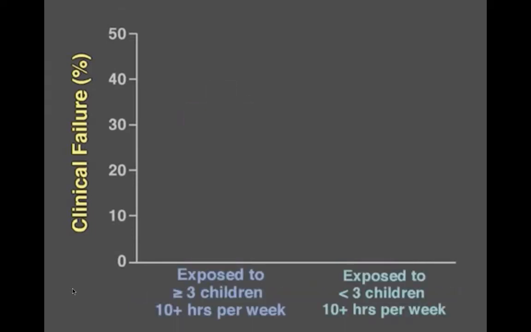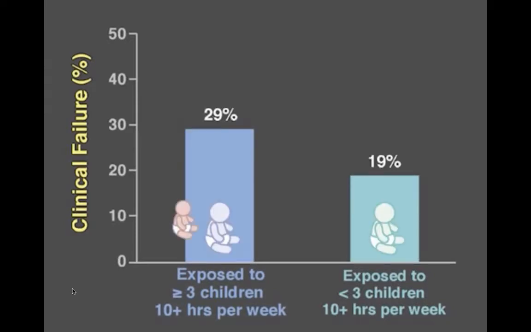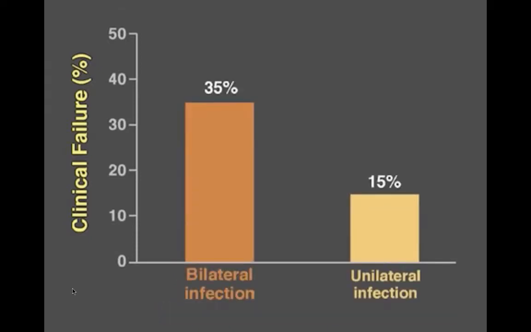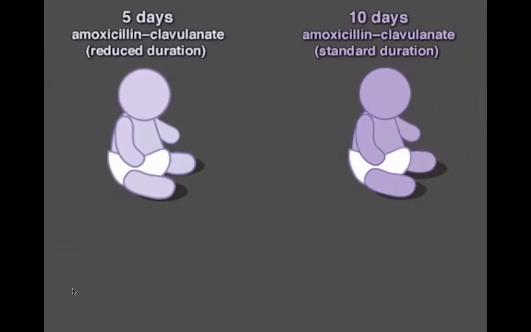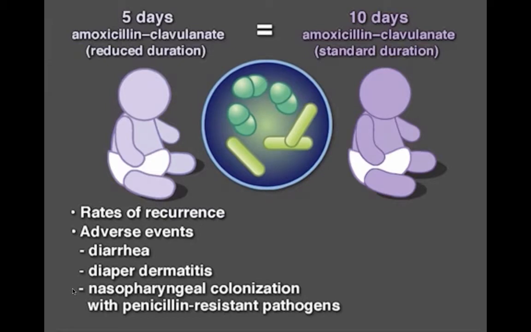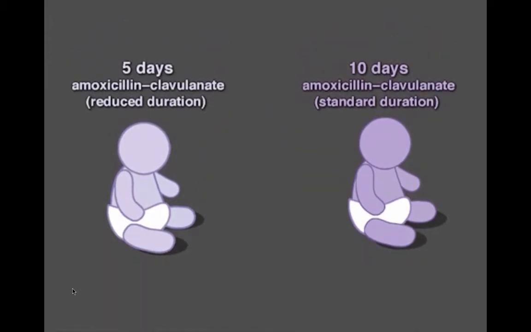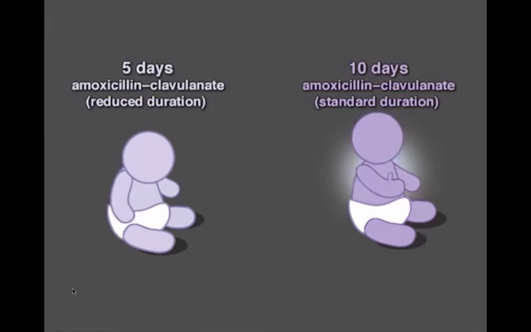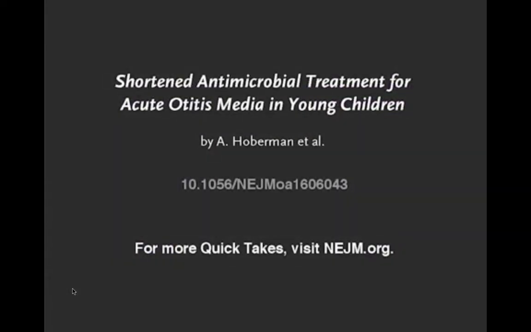When both groups were combined, failure rates were found to be higher in children who were exposed to 3 or more other children for 10 or more hours per week, and higher in children with bilateral rather than unilateral infection. There was no difference between the groups in rates of recurrence, adverse events such as diarrhea or diaper dermatitis, or nasopharyngeal colonization with penicillin-resistant pathogens. The authors conclude that for acute otitis media in children 6 to 23 months old, reduced duration treatment resulted in higher rates of clinical failure without reducing adverse events or antimicrobial resistance. Full trial results are available at nejm.org.